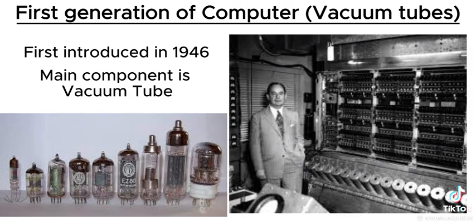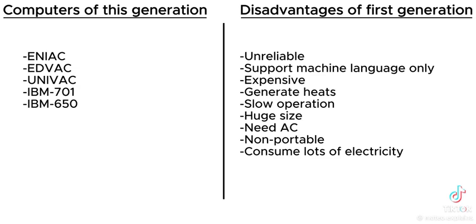First generation, 1940 to 1956. We begin in 1946 with the first generation of computers. These giants used vacuum tubes as their main component. Think of machines like the ENIAC, EDVAC, and IBM 701.